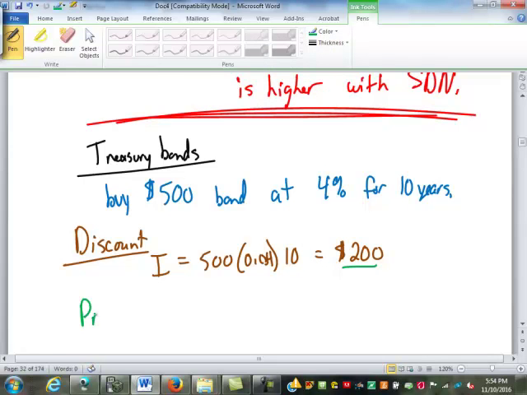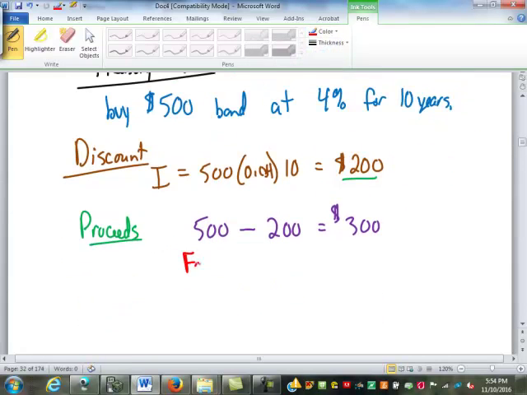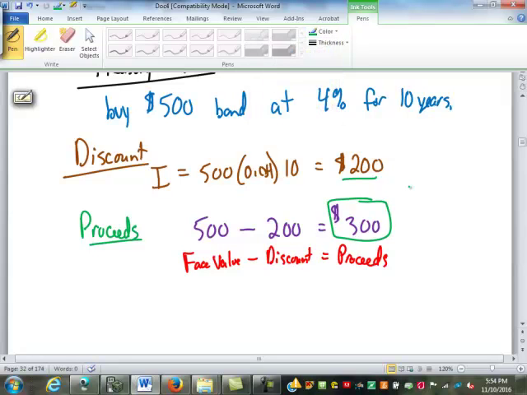Which means your proceeds are the full 500 minus the discount, which is $300. So this is your face value minus your discount. It gives you the proceeds. So what that means is you pay $300 right now for that $500 bond. And in 10 years, you can redeem it for $500.